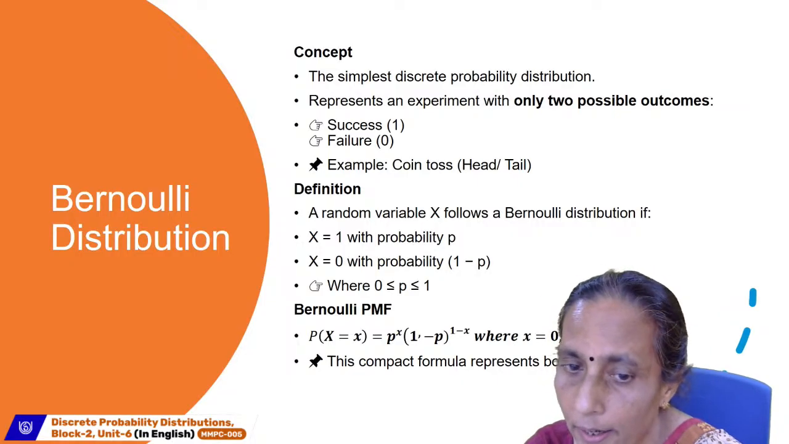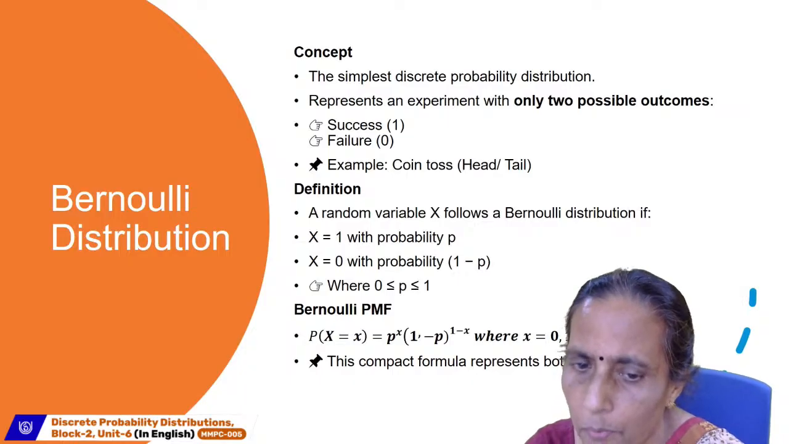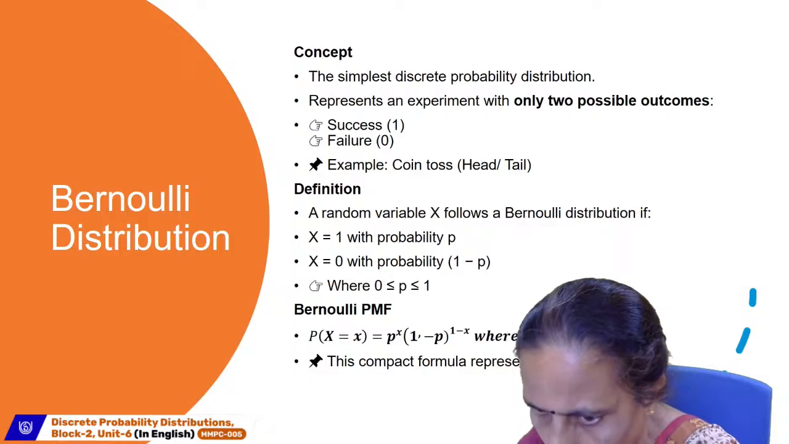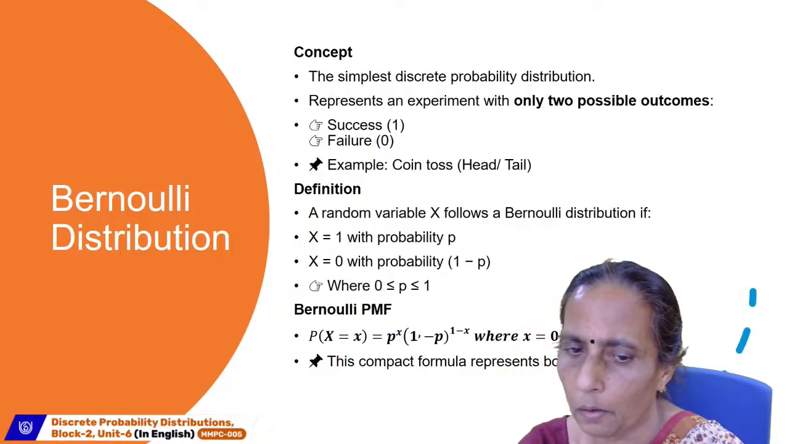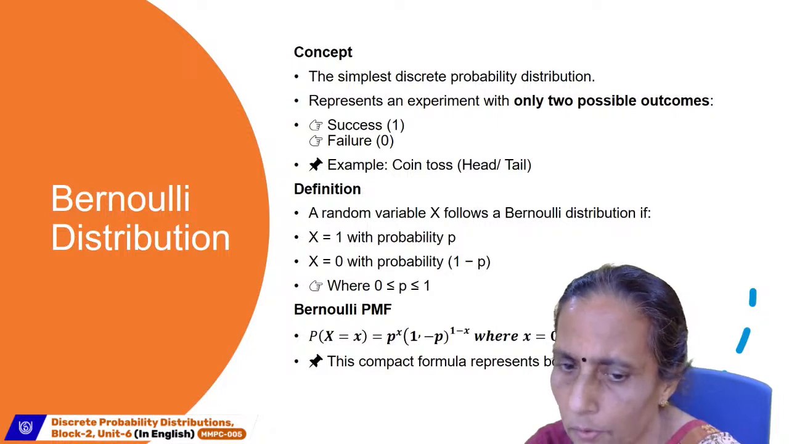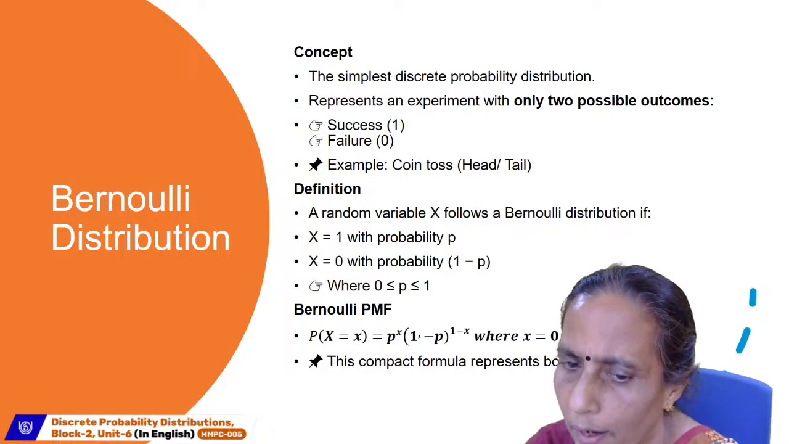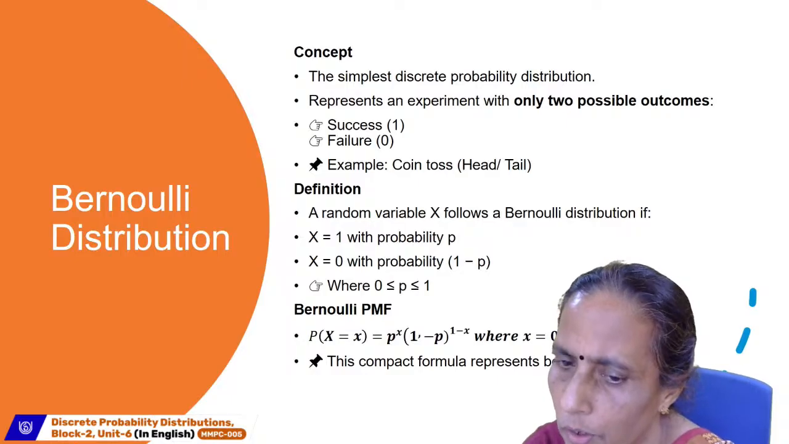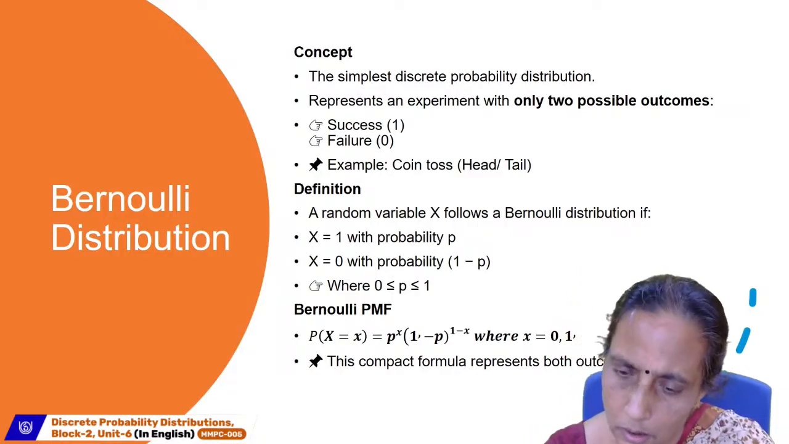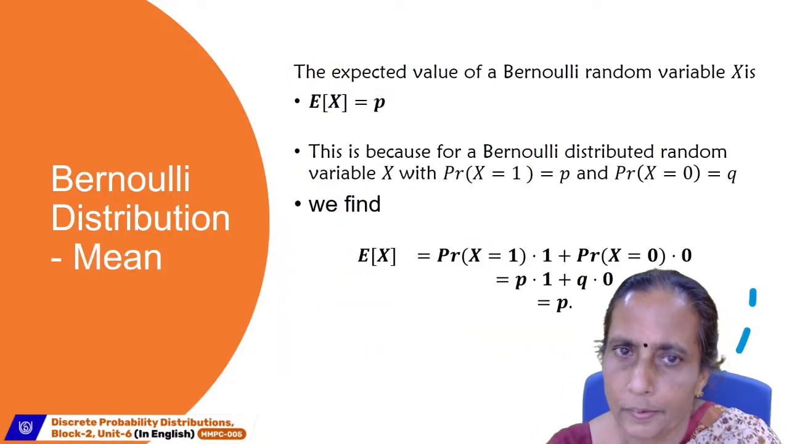Probability that x can take the value x is equal to p to the power x into 1 minus p to the power 1 minus x, where x can take only two values, maybe 0 or 1. That is, probability of x equal to 0 is p to the power 0 into 1 minus p to the power 1 minus 0, that is 1 minus p to the power 1. So this compact formula represents both outcomes.